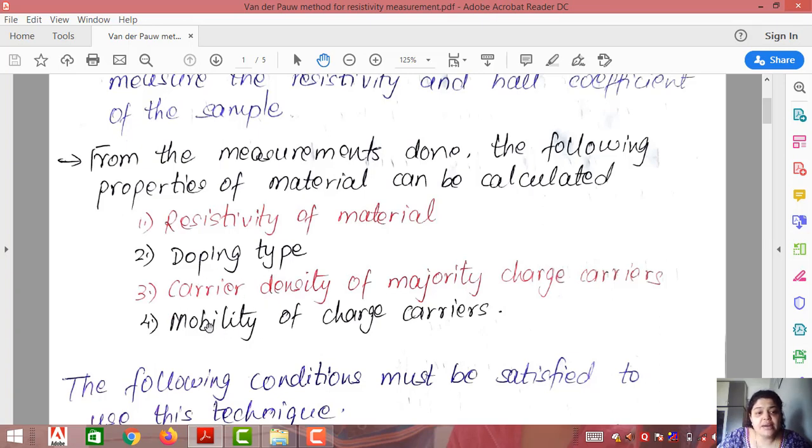Next, the carrier density. What do you mean by carrier density? Per unit volume, how many majority carriers are present? That can also be determined using this method. And once the majority carrier density is determined, you can find out the mobility of charge carriers. So you can say that points number 2, 3 and 4 are interrelated. Once one is determined, the others can be determined. In today's video, we'll be discussing only the first one, and 2, 3, 4 in the later part.